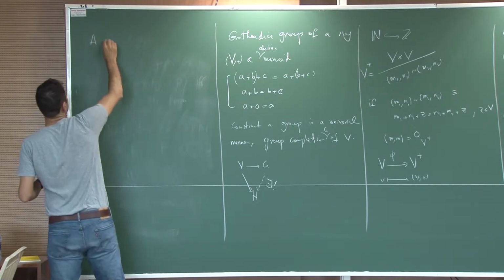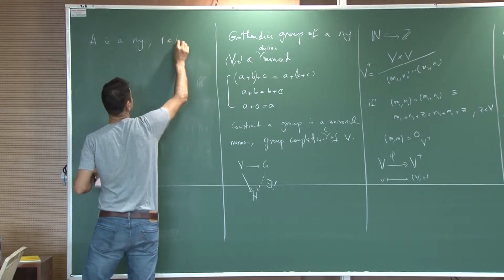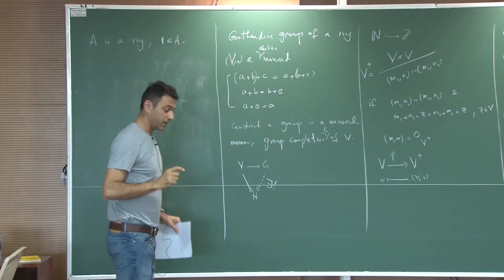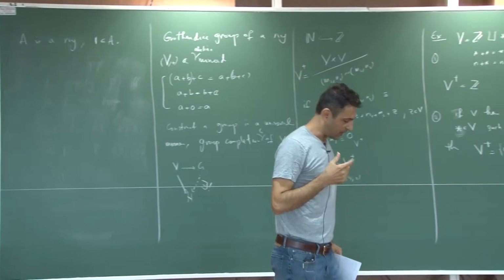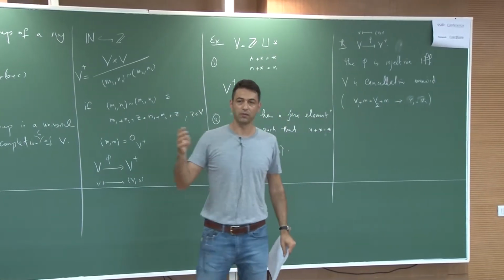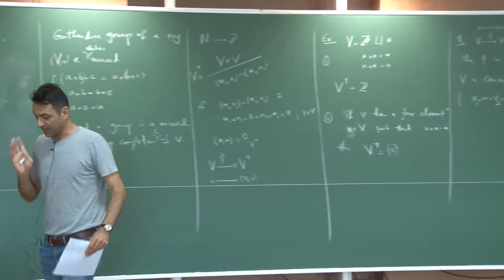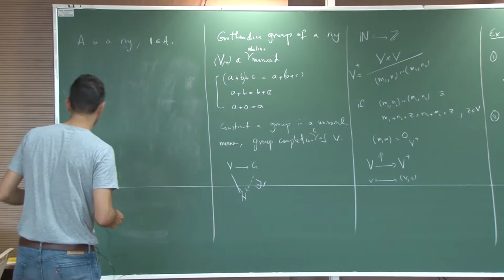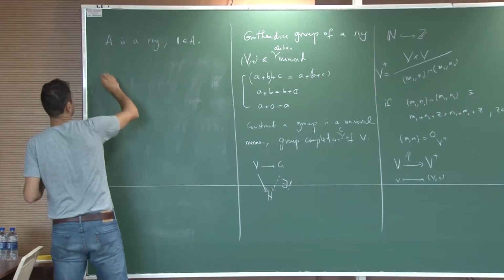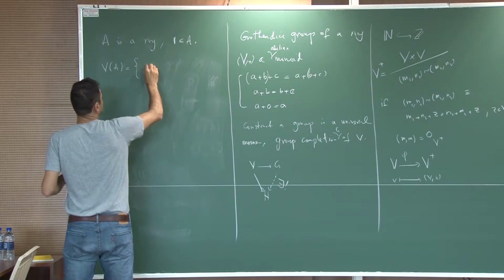So now A is a ring, and I really want 1 to be inside A. If your ring does not have identity, then you have to work a bit harder and construct K0 going via idempotents. I don't want to do that. So your ring has an identity. Then the monoid you attach to your ring A is this one.